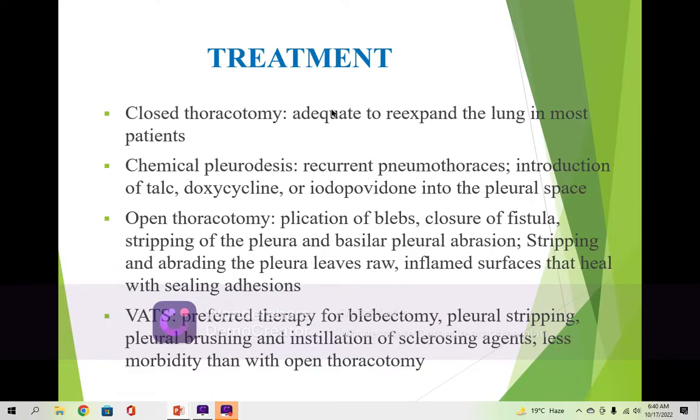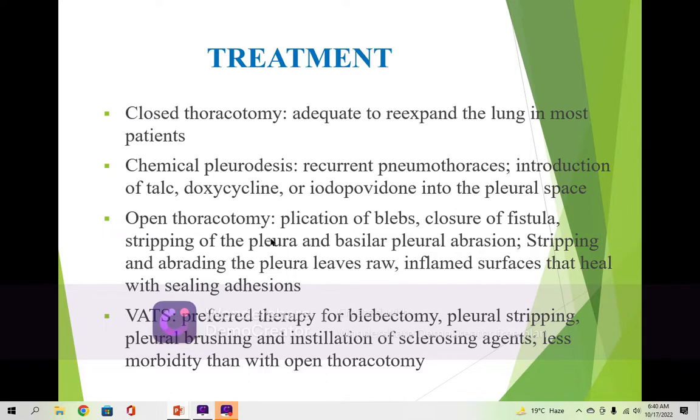A closed pneumothorax adequate to expand the lung is more efficient, where you have to do the expansion of the lung. That is the aim. Chemical pleurodesis for recurrent pneumothorax: introduction of talc and doxycycline, or expired doxycycline actually, or iodopovidone into the pleura. It will irritate the pleura, cause inflammation, cause fibrosis, and thus it will close it.